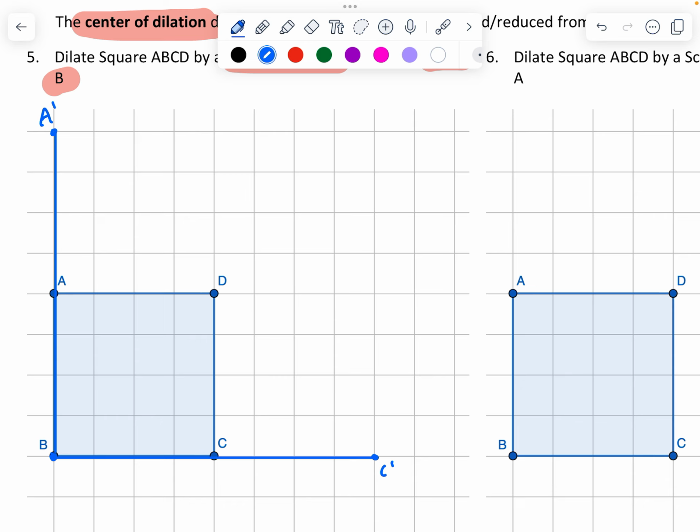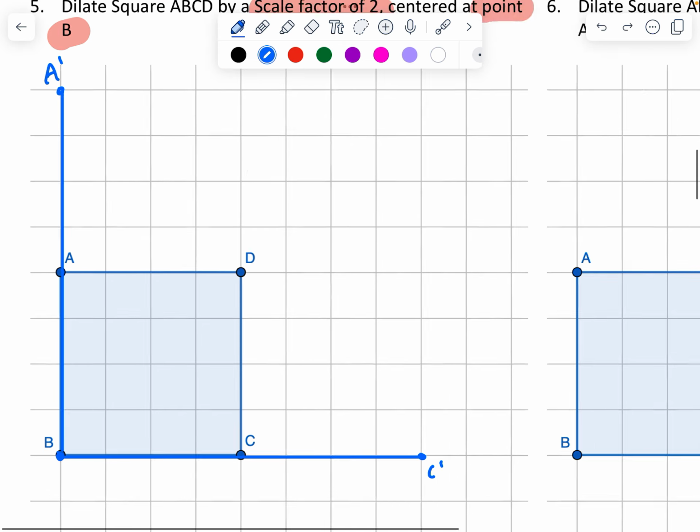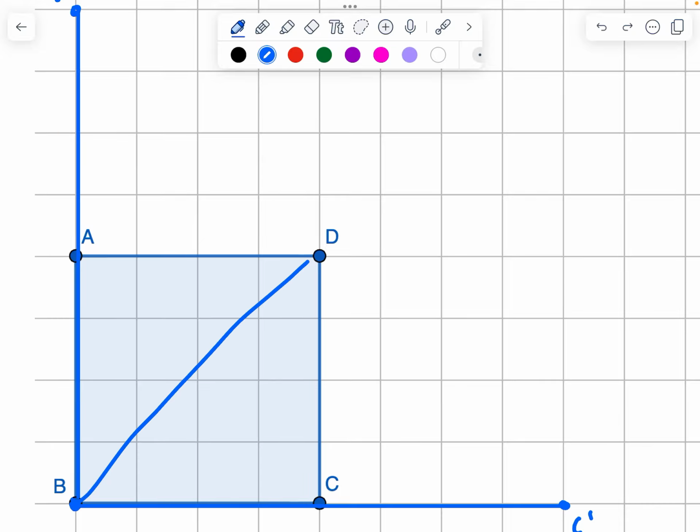And now D, there are a couple ways that you can do D. We know that D is going to be up here because it has to be in line with A and C, right? But also you can draw a line straight to D.